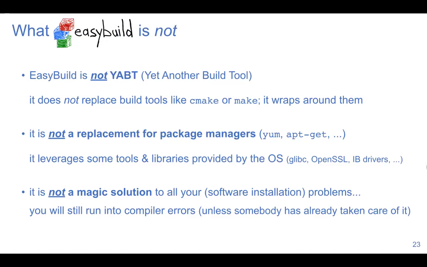It's also not a magic solution. So you will still run into software installation problems. If things do not compile because you're using a newer compiler, EasyBuild doesn't solve that for you. But what you do get is these recipes included in EasyBuild. So maybe somebody else already dealt with the compilation issue for you. And when you ask EasyBuild to install it, it just works because it's a solved problem.